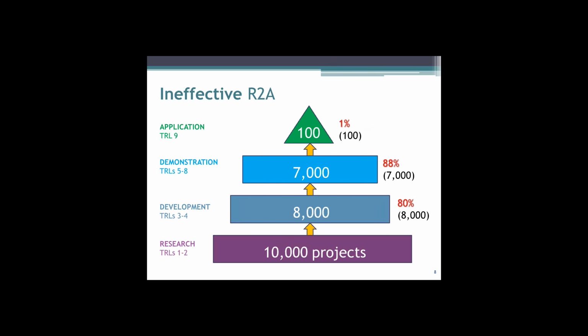Next slide. On the other hand, the other extreme is sort of an ineffective model where you start out again with a very wide base at the research level, but then a large percentage of those move rapidly into a development phase, and another large percentage of those move into demonstration. But the last mile, so to speak, is very inefficient, so that only a tiny percentage of the things that are technically ready and mature actually transition to operation. So that would be sort of like a bottleneck model.